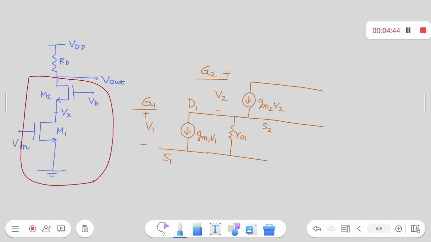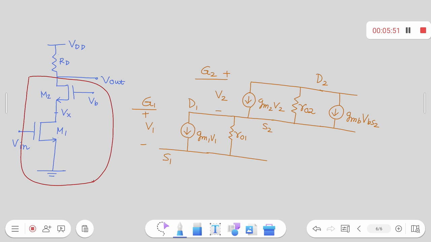Is there anything apart from this gm2 V2? RO2. RO2 should be there because this is your drain 2, D2 terminal. You should have RO2. Forget about RD. I'm just considering what is inside this. Any other element between D2 and S2? Yes, we have to include the body element. For the MOS M1, source is connected to ground, bulk is connected to ground for NMOS. So VSB is equal to 0 for MOS M1. But for MOS M2, the source is not connected to ground. Source is having some voltage, say Vx. So we have to consider the body effect here for the second MOS. And therefore, you have this gmb. What is that voltage? VBS. gmb VBS2.